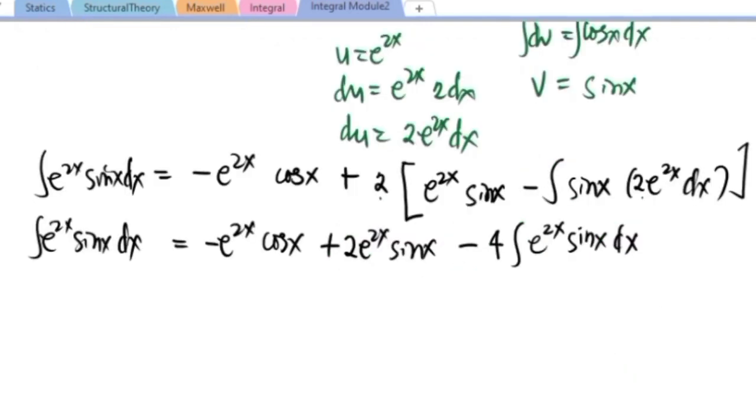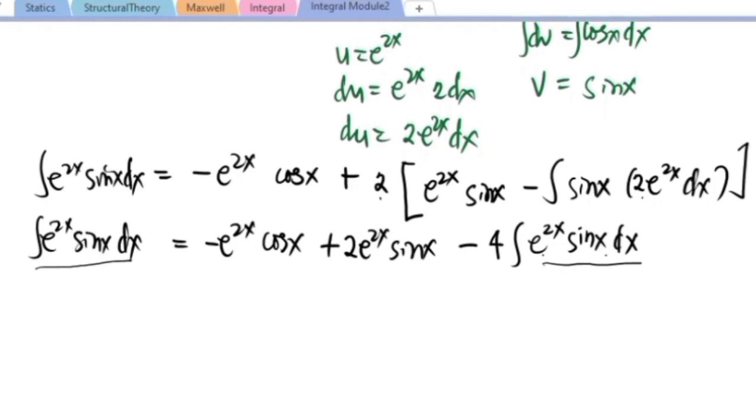Kung makikita natin, another u and another dv here. So, pag in-applyan ulit natin to ng integration by parts, magiging e to the 2x cosine x. Tapos babalik na naman siya, wala na itong katapusan. So, kung papansinin natin, etong expression na to is just the same dito sa left side ng equation natin. So, para matapos na to, yung gagawin natin is ililipat natin siya dun sa left side ng equation.